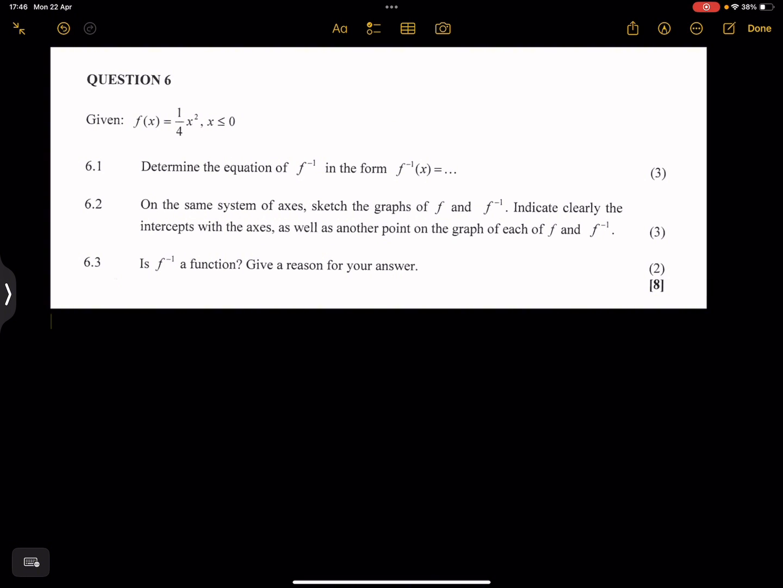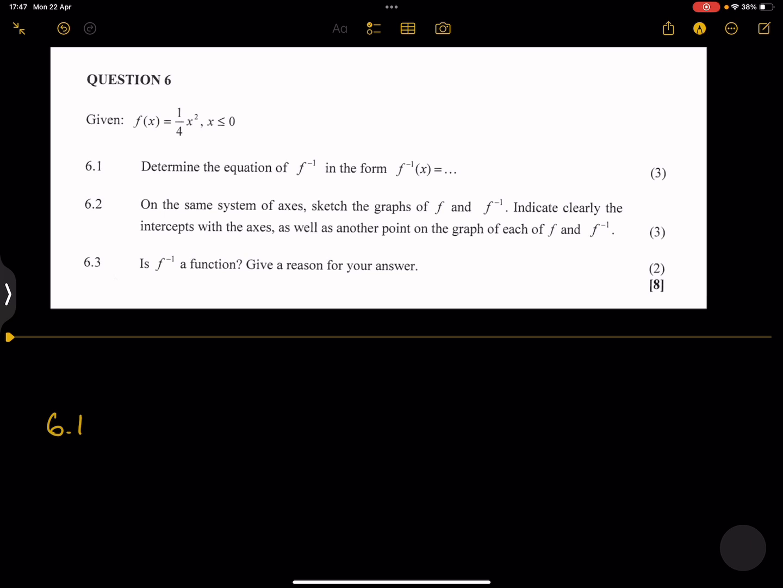So they said given f of x is 1 over 4 x squared, where x is less than or equal to 0. So they've restricted this graph. They say to us, determine the equation of f minus 1, the inverse of f, in the form f minus 1 of x. So first of all, ladies and gents, what do we normally do when we get the inverse? I'm going to write it in the form y is equal to 1 over 4 x squared. So this is the graph of f.